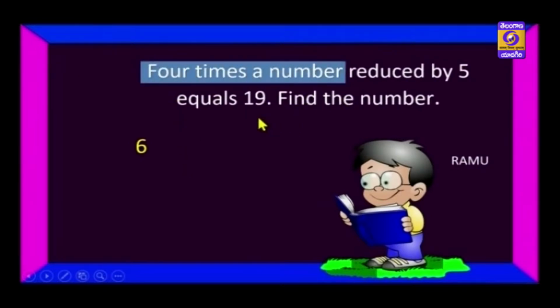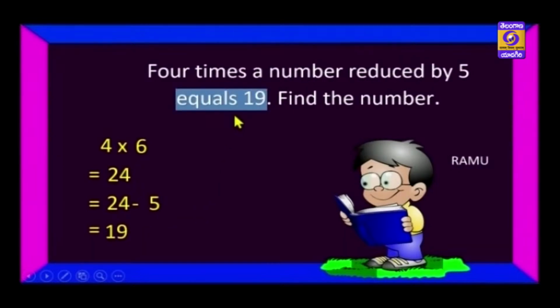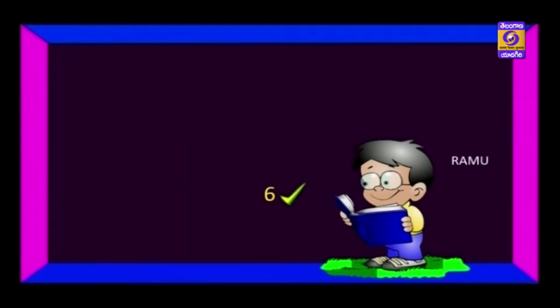As the first instruction, 4 times a number, he multiplied this 6 with 4, thus he got the answer 24. Then what is the next instruction? It is reduced by 5. So he subtracted 5 from this number 24, thus 24 minus 5 is 19. And the answer in the question is also 19. Thus Ramu's guess is correct in this case. So 6 is the correct answer.